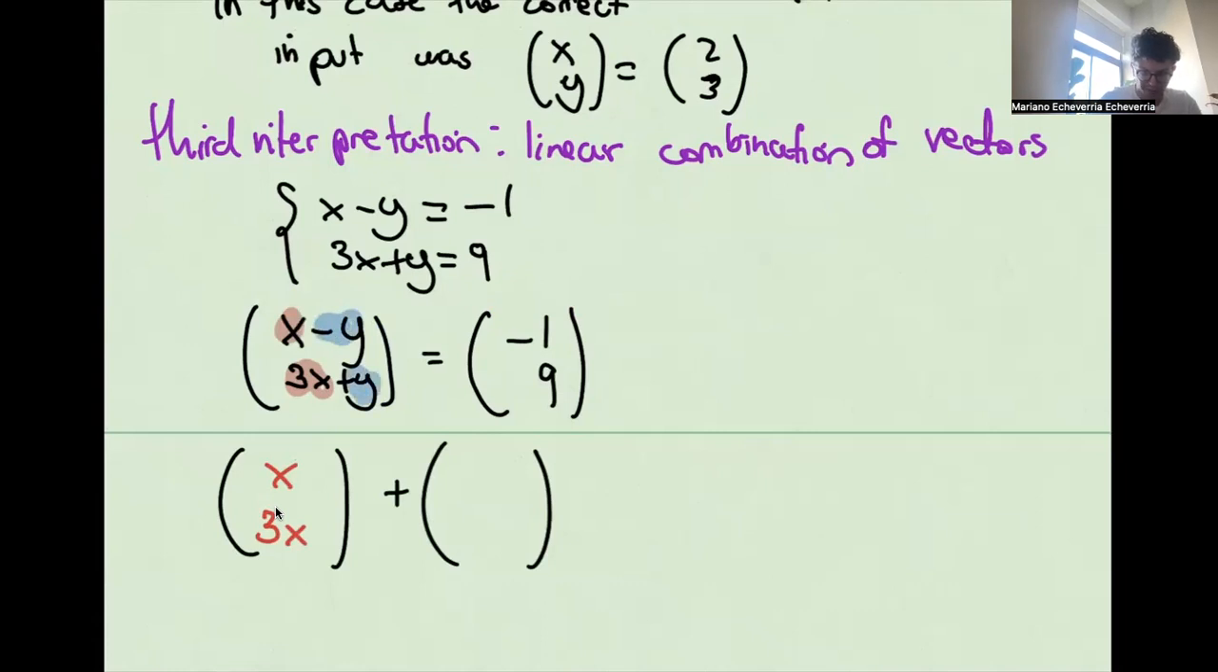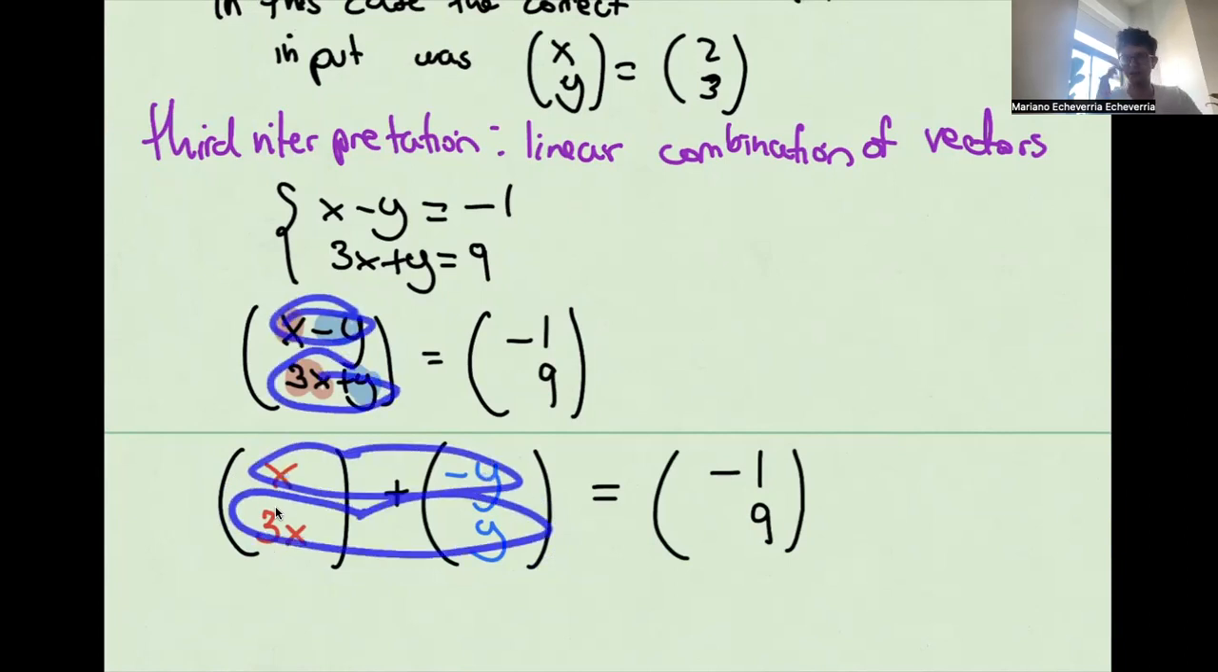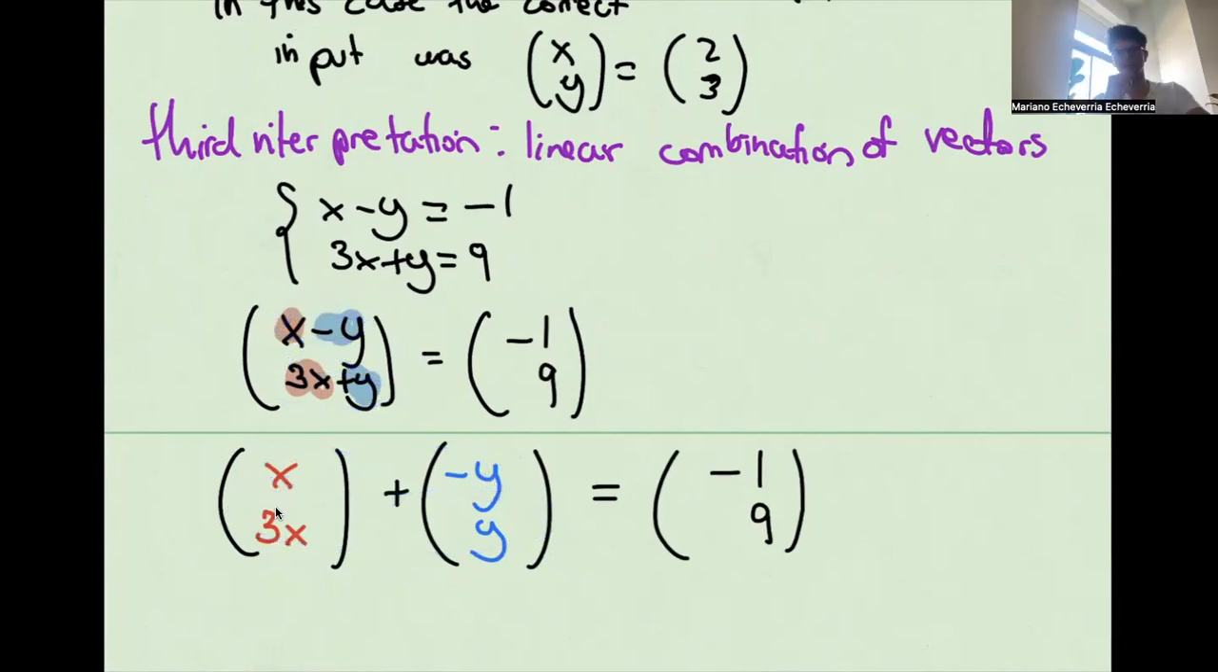and what has y is negative y and y. So if you look at the sum, if you remember how the sum of vectors works, the sum of these two vectors is the same as this vector, right? Because to add vectors, you just add the individual entries. So this one with this one gives you this, and this one with this one gives you that. Is that making sense? So far, so good.